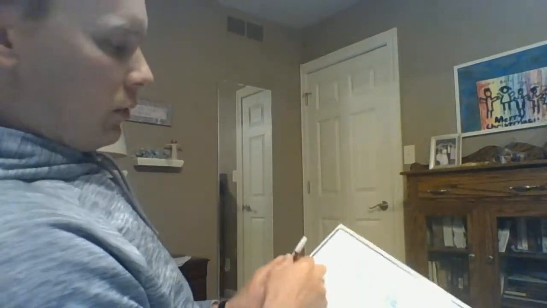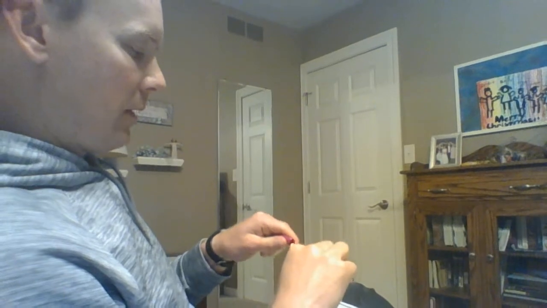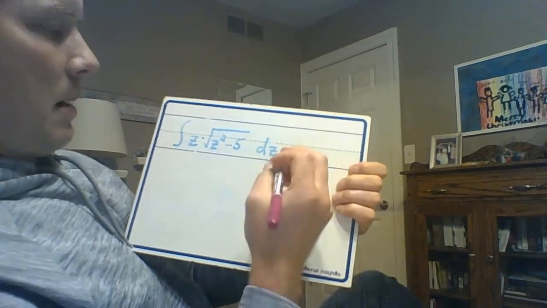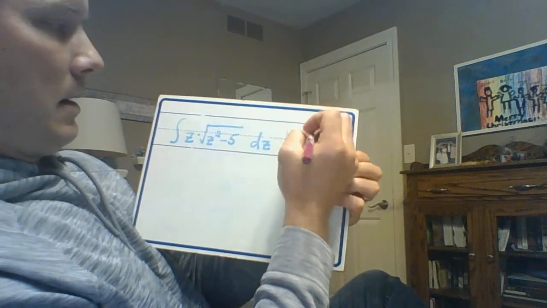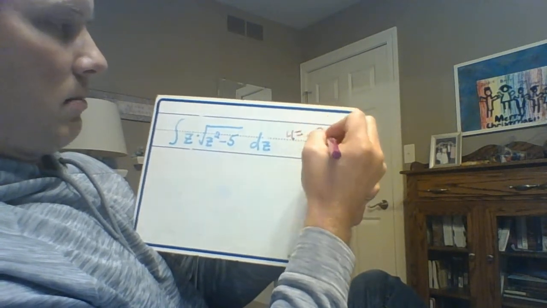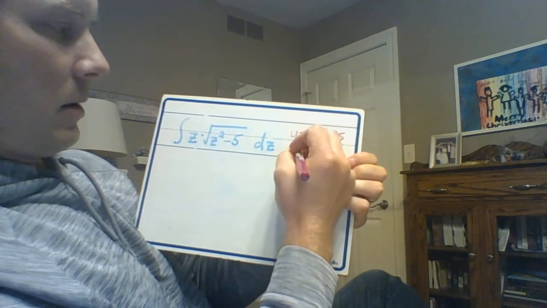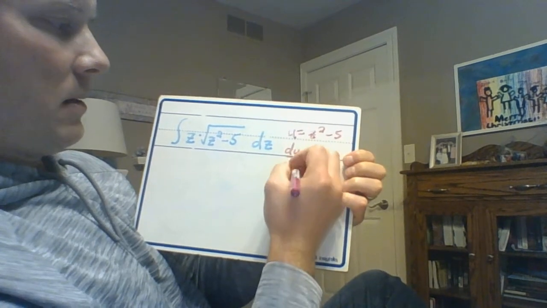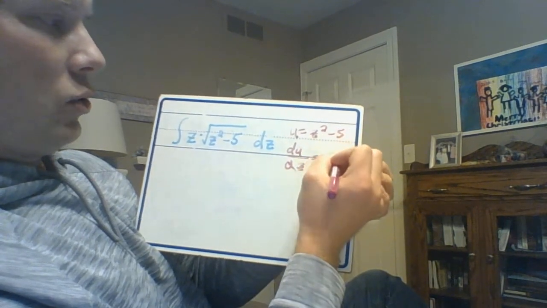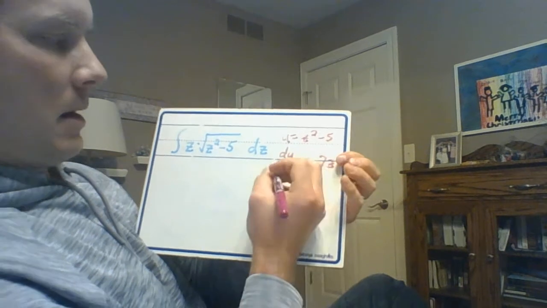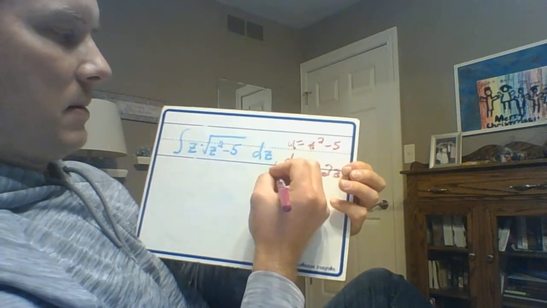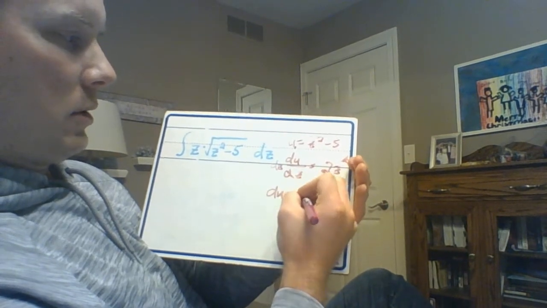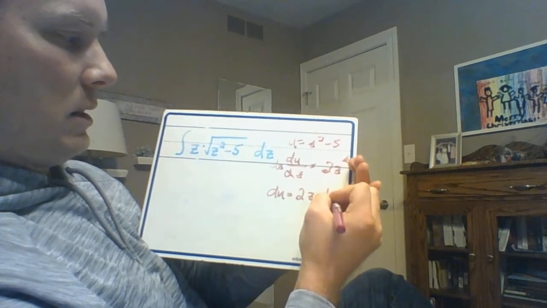One more for you today. We'll do some harder ones on Monday, but for now, we'll just get started with some easier ones here. So here we go. I'm going to say my u is z squared minus 5, and then I'm going to take du dz, and I get 2z for that. I multiply both sides by dz. So du is equal to 2z dz.